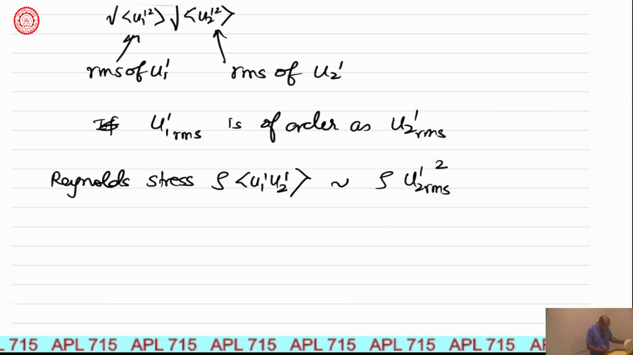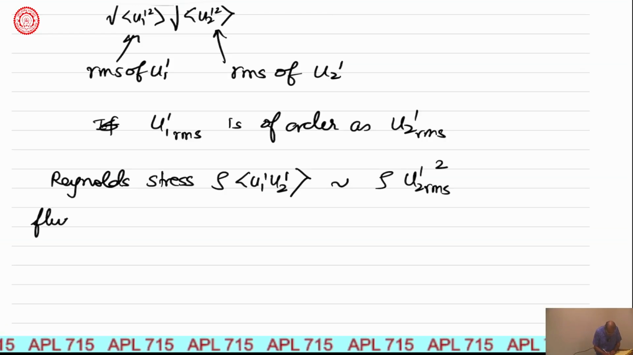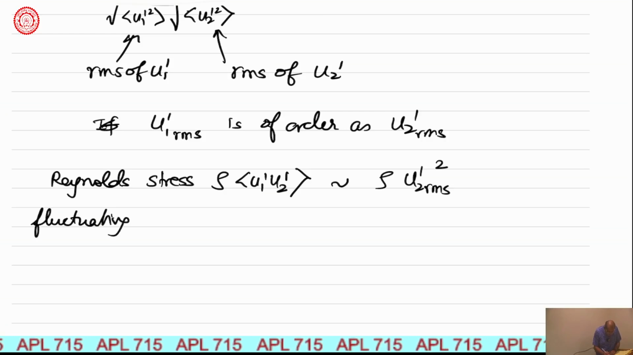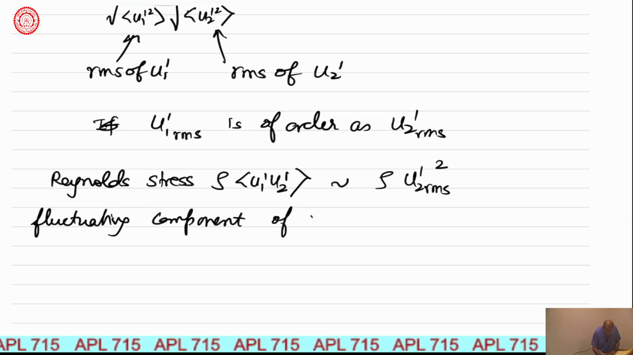And if we try to look at the fluctuating component of the vorticity.